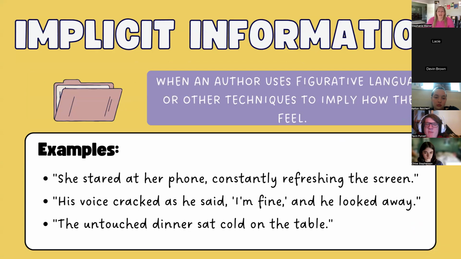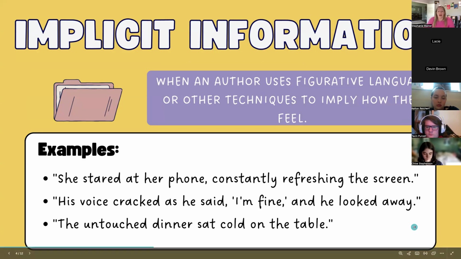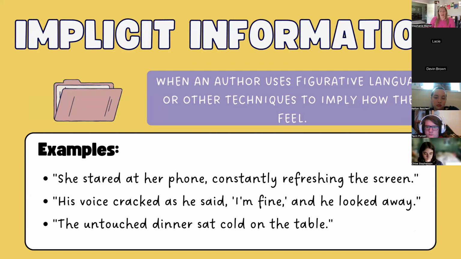Implicit information, on the other hand, is when an author uses figurative language or other techniques to imply how they feel. So, as an example, she stared at her phone, constantly refreshing the screen. Well, yeah, that's what she's doing. We can see that physically, but obviously there's something else going on. She is waiting for a text message, or an email or a phone call. Something's up. His voice cracked as he said, "I'm fine," and he looked away. Well, his voice cracking indicates maybe he's not fine. Looking away, maybe he's trying not to cry, right?